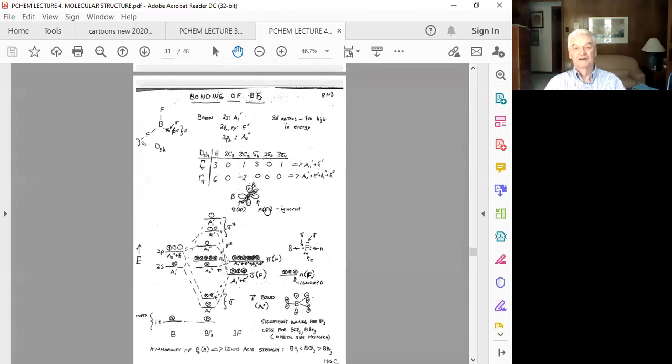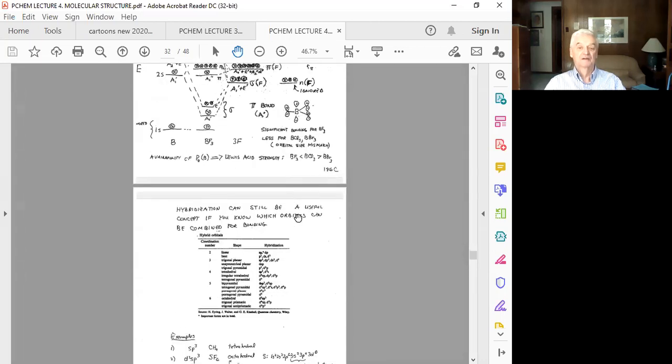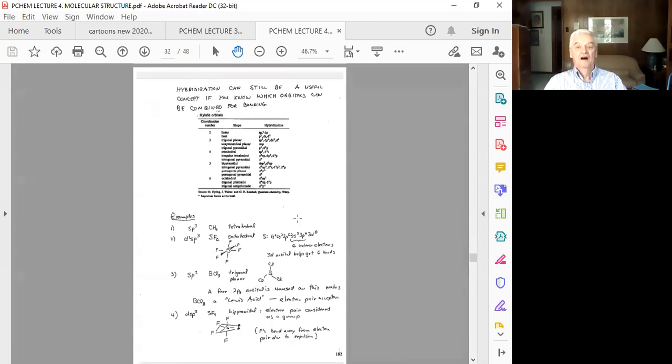And here's the bonding of boron trifluoride. It helps explain why boron trifluoride is a good Lewis acid. It loves to accept electrons donated to it from molecules like ammonia. Okay, so this is in your notes.